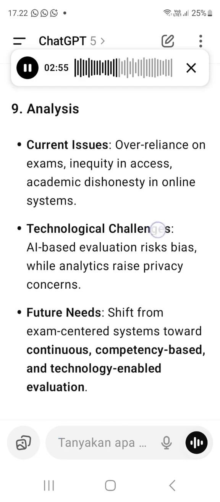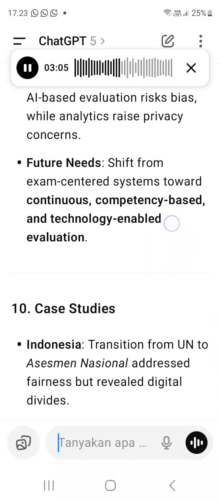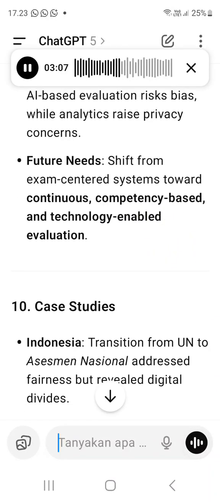9. Analysis. Current issues: over-reliance on exams, inequity in access, academic dishonesty in online systems. Technological challenges: AI-based evaluation risks bias while analytics raise privacy concerns. Future needs: shift from exam-centered systems toward continuous, competency-based, and technology-enabled evaluation.